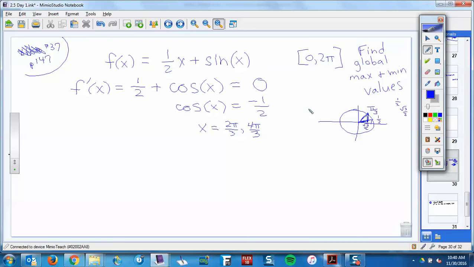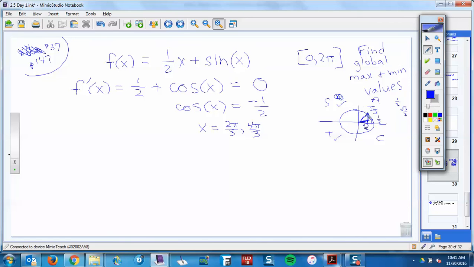But where is cosine negative? Quadrant 2 and quadrant 3, because remember, cosine is the x-coordinate on the unit circle. So the x-coordinate is negative here and here. Or you do the CAST thing, or however you remember that. A-S-T-C, like that. All of them are positive here. Sine's positive here. Tangent's positive here. Cosine's positive here. So cosine's negative over here.